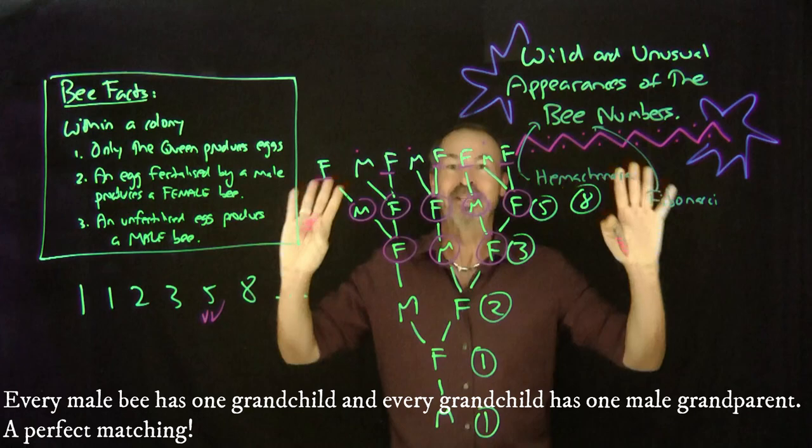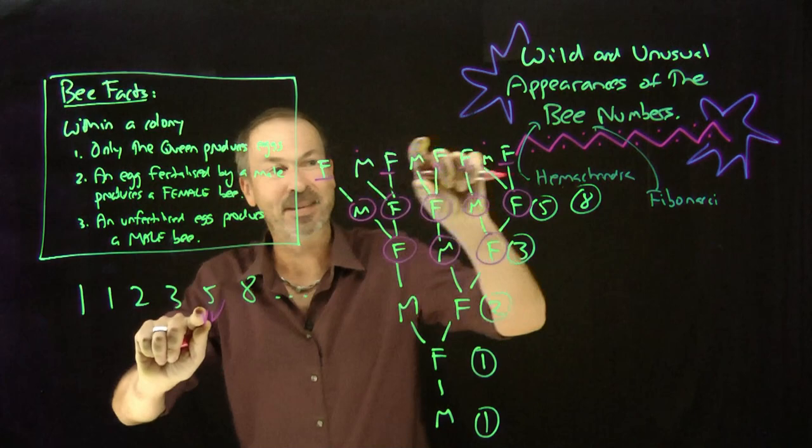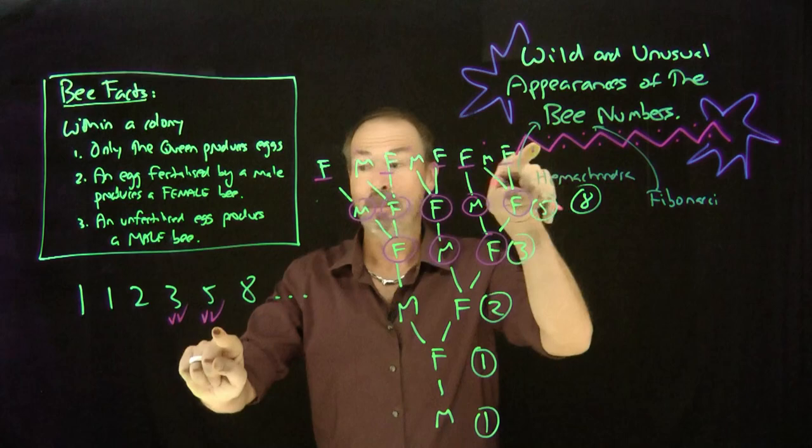Which means, this is actually subtle, you have to think your way through that, but the number of males is perfectly matched with the number of bees two generations down. So this is the number of females at this level, this is the number of males at this level. Well, how many bees are there? It'll be all the females plus all the males. This 8 must be this 3 plus this 5, philosophically.